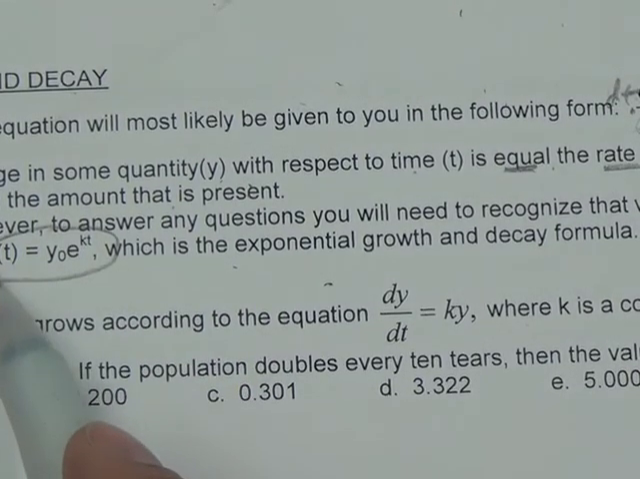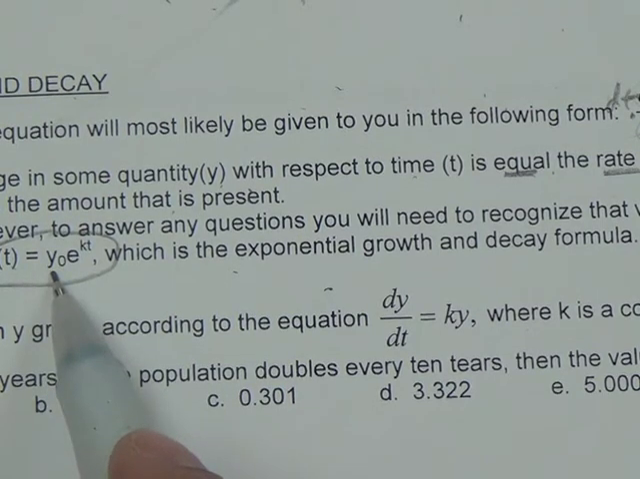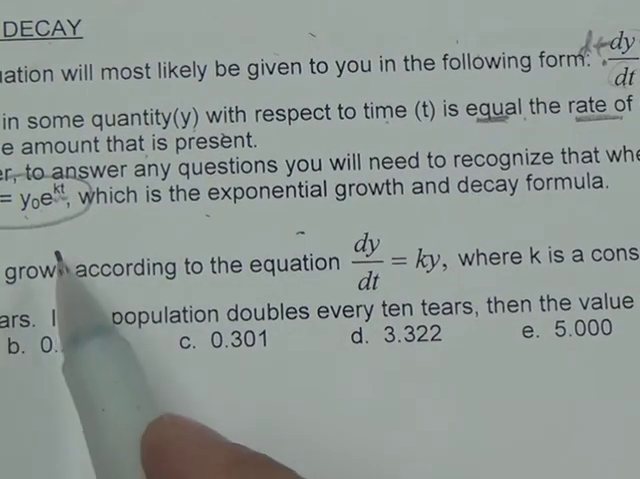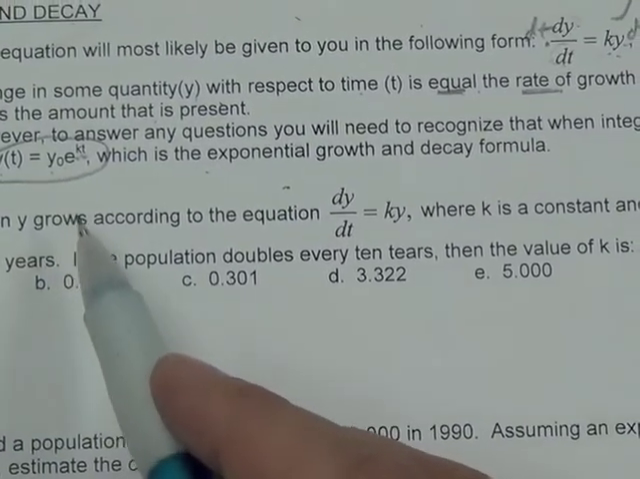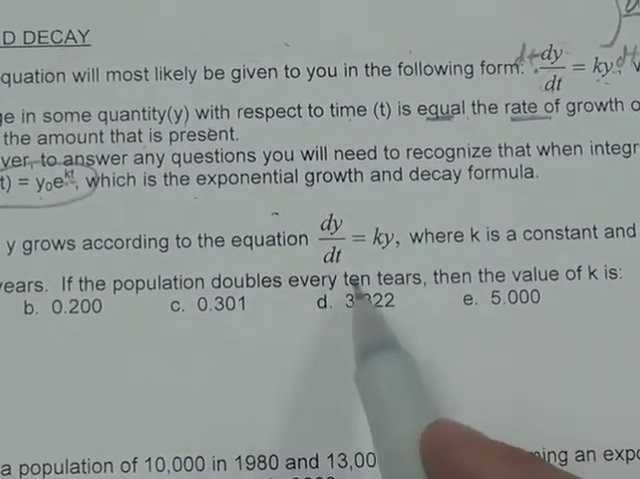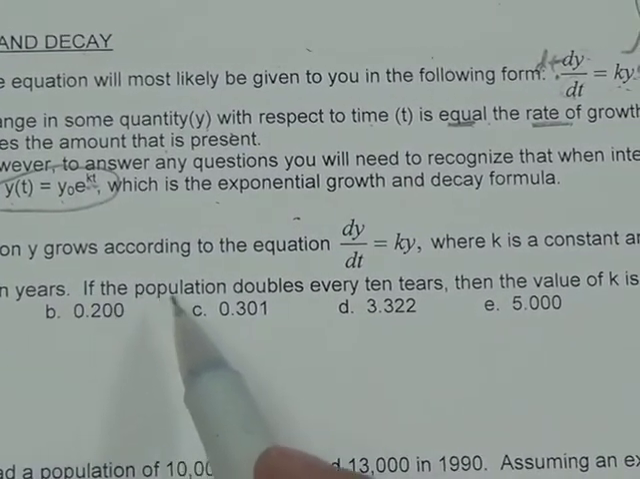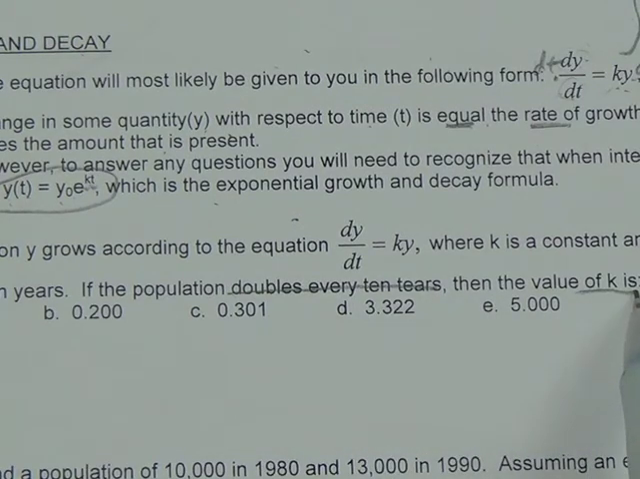Where y of t is your population at any time, y sub 0 is your initial population, what we start with. k is your percent, so if you increase by 2%, 3%, that's your k, and t is your time. All right, so a problem. We'll do a couple. These are kind of the standard problems with these. It says population y grows according to this differential equation, where k is a constant and t is measured in years. If the population doubles every 10 years, the value of k is what?